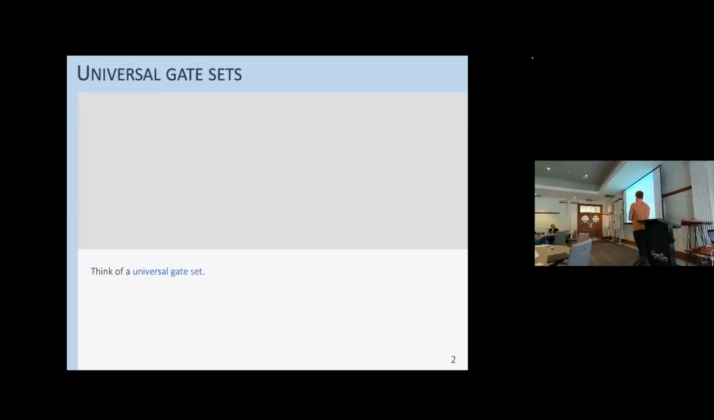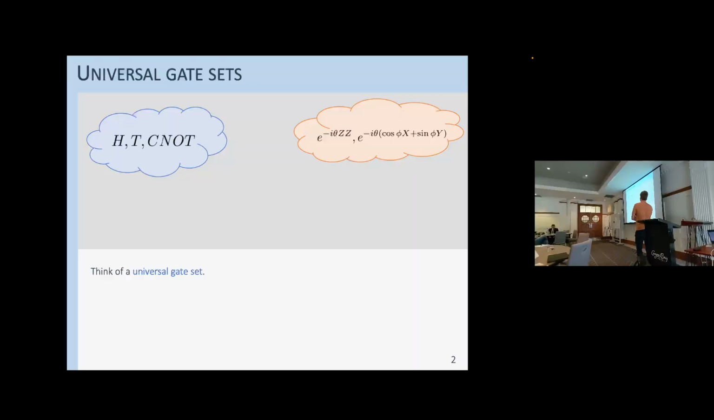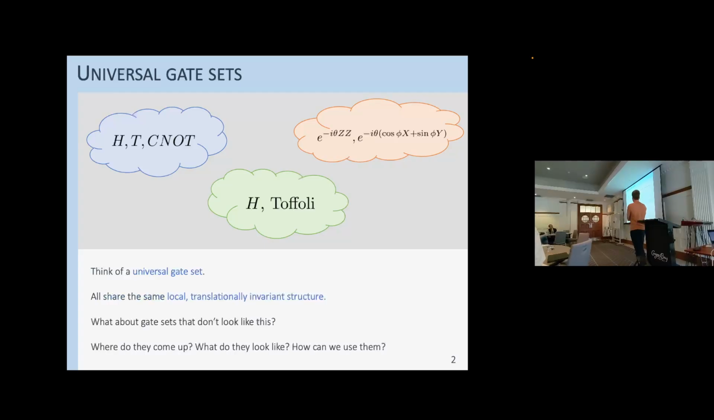I would invite you to think of a universal gate set. Maybe you think of something like Hadamards, T's, CNOTs, or if you're more towards the physics, some sort of actual interaction-generated gates. Or maybe Hadamard, Toffoli, and so on. Obviously, there are many universal gate sets, but I think almost all of them people would think about or write down have the same property. They have this kind of local, translationally invariant structure, and what I mean by that is you have these kind of small local gates. So when I say CNOT, I mean I can apply CNOT to any pair of my qubits, so I can translate it all around.